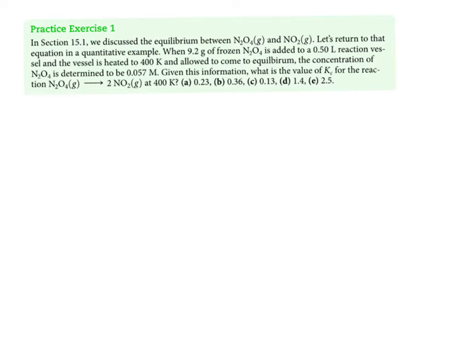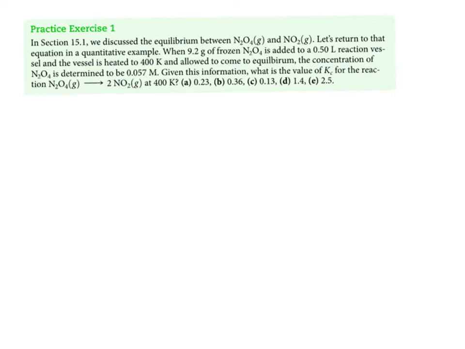Okay, so in this problem, we're going to read it and see what we need to do. It talks about what we did in a previous exercise between N2O4 and NO2. So then it says, when 9.2 grams of frozen N2O4 is added to a 0.5 liter reaction vessel, and the vessel is heated to 400 Kelvin, and then allowed to come to equilibrium, the concentration of N2O4 is determined to be 0.057 molar. Given this information, what is the value of K for the reaction N2O4 going to 2NO2?